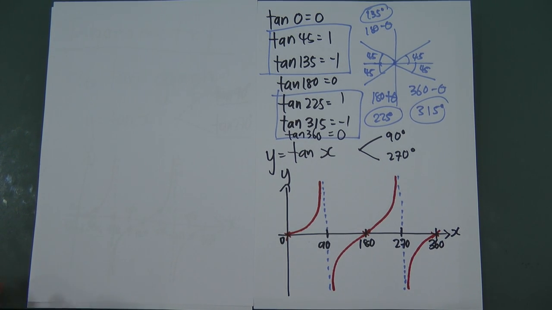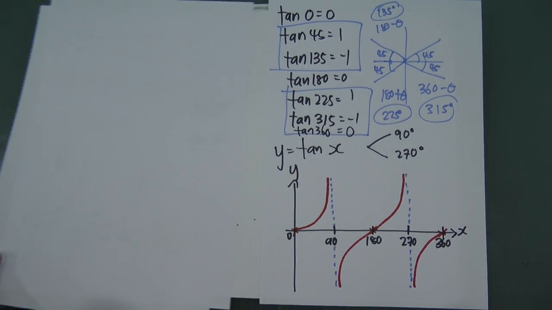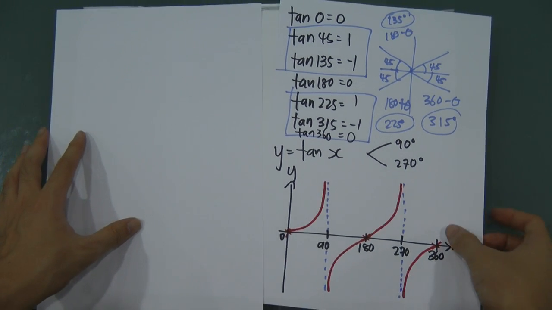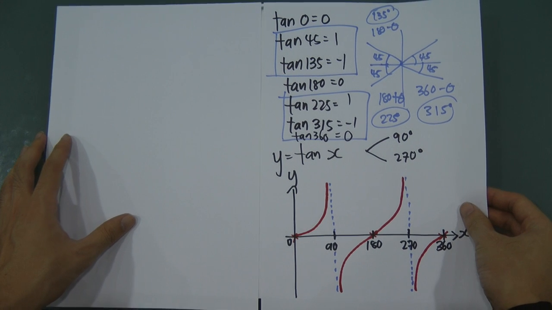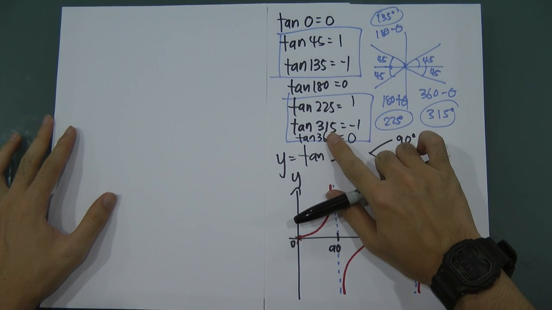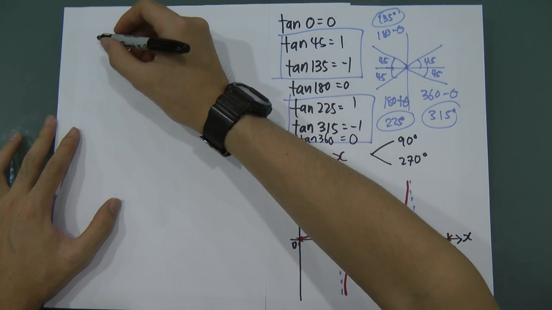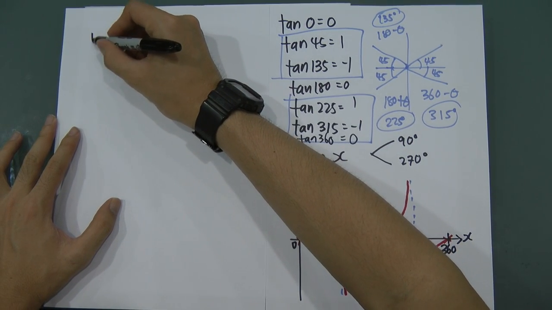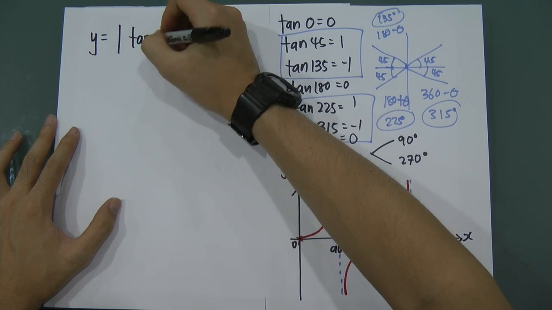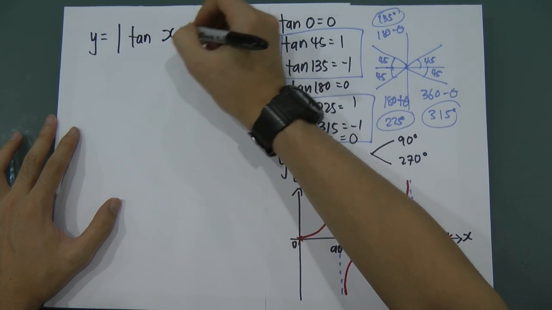Okay, so now I'm going to go to the advanced part. Advanced part means you will see something a little bit different. So for example, all I drew is from 0 to 360. Now what if y equals modulus tangent x?